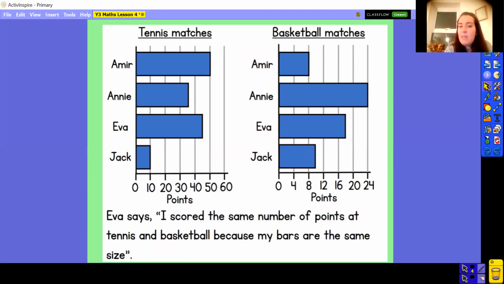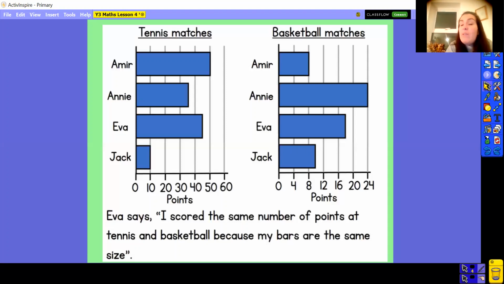Now Eva says, I scored the same number of points at tennis and basketball because my bars are the same size. So I want you to have a little think, is Eva right or is she wrong? And how do you know if she's right or if she's wrong? So have a little think to yourself. What do you think? Now it might be quite easy to say, well, yeah, if Eva's bars are the same size, then she would have the same points.